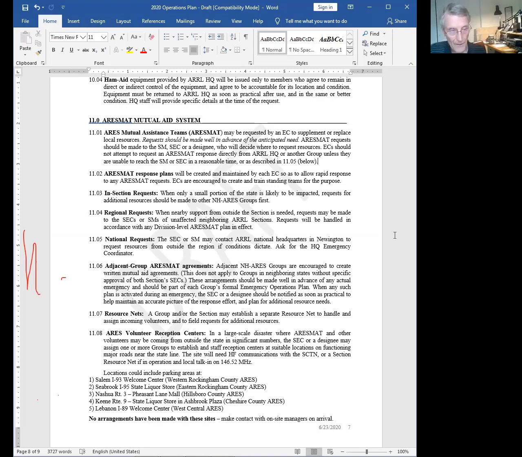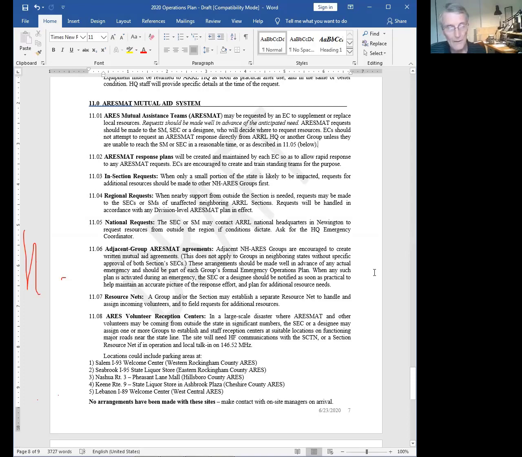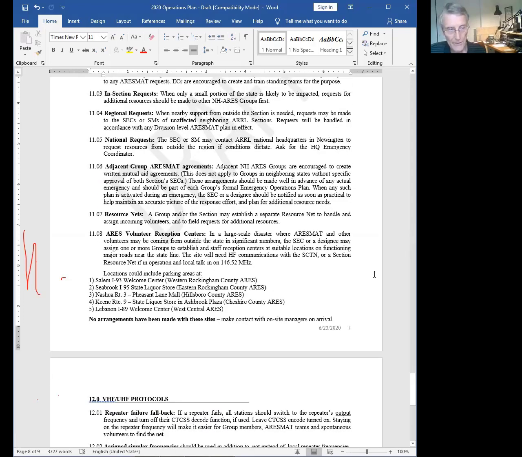Anyway, that's enough about that for the moment. I just basically took the attachment that was ARES MAT and I boiled it down and stuck it in the plan. So that's how we get rid of that attachment.